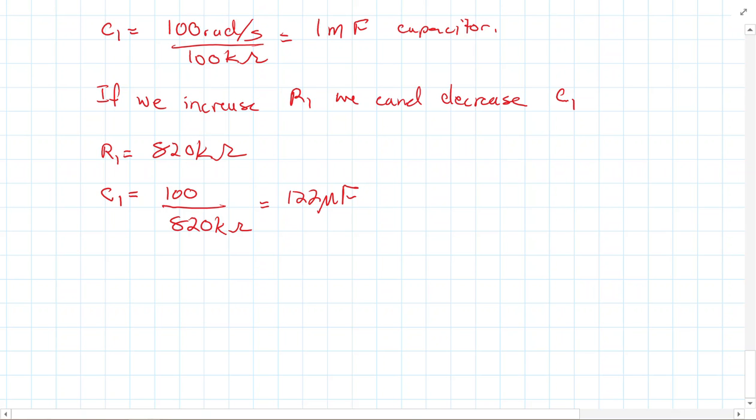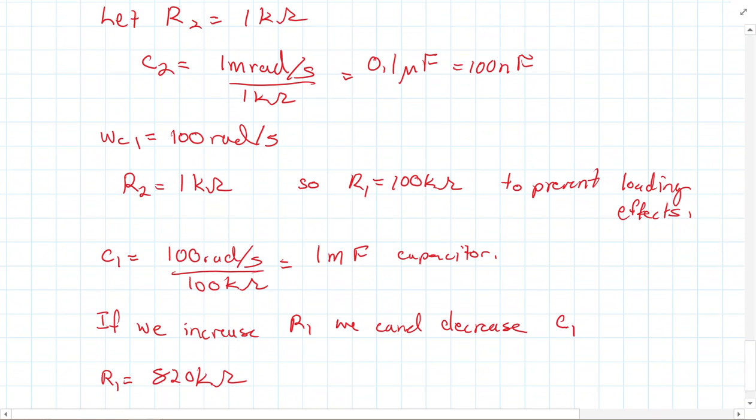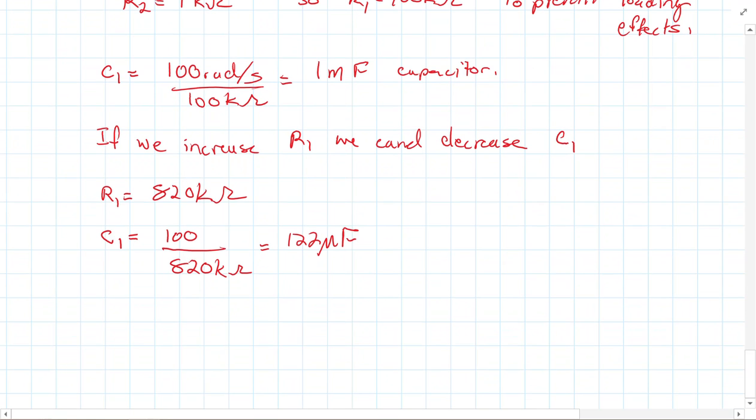So now we have reasonable values, because again, R2 is 1 kilo ohm, C2 is 0.1 microfarad, 100 nanofarad, and what we did is we first made sure that R1 was at least 100 times bigger than R2. But even when we did that, the capacitor we got was still kind of big, so we made R1 even bigger, which is fine, because that's going to prevent even more loading effects, and then we get a more reasonable value for a capacitor.